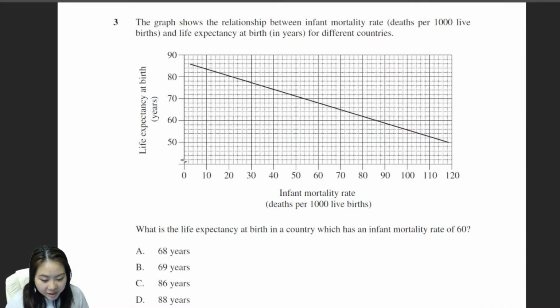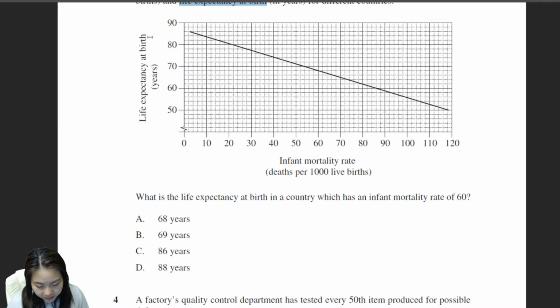Wonderful. Number 3. The graph shows the relationship between infant mortality rate, how many deaths per 1,000 live births, and life expectancy at birth in years for different countries. So this is the life expectancy, and this is the infant mortality rate. What is the life expectancy at birth in a country which has an infant mortality rate of 60? So infant mortality rate of 60. What is the life expectancy?